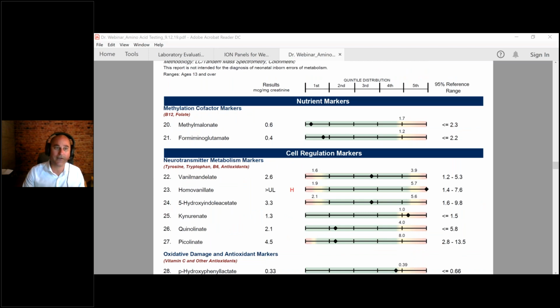And then here, methylmalonate is a marker for B12. Just need to memorize that. That's B12. And formiminoglutamate, this guy here, is a marker for folate.